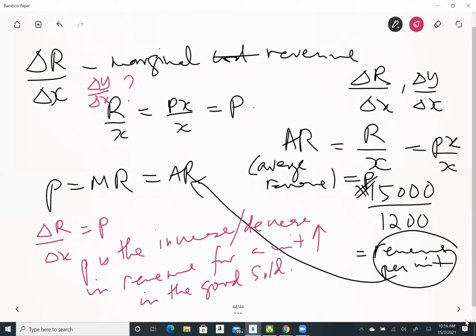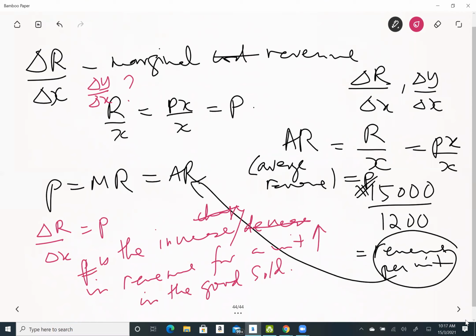If I sell one more unit of the good, the increase in revenue or the decrease in revenue, in other words the change in revenue, because it can be positive or negative. It cannot be negative here, because that change is the price. So therefore we take out the decrease, just the increase. The price is the positive value. So P is the increase in revenue if we sell one more unit of the good. So that price is the marginal revenue.